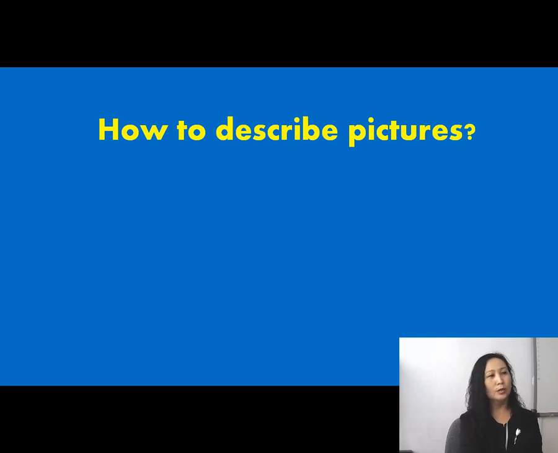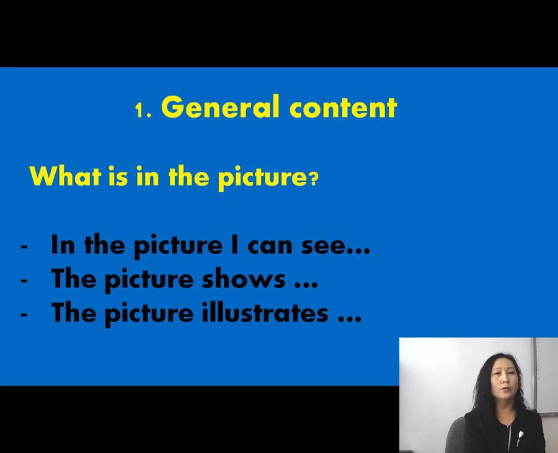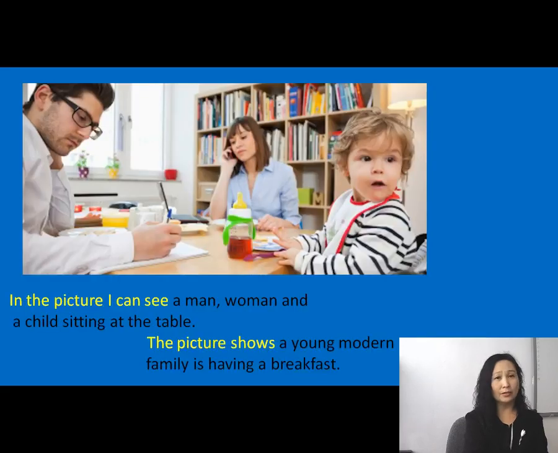So let's start how to describe a picture. The first stage is general content. In general content, talk about what is in the picture. So you can start your description with the sentences, with the phrases like these. In the picture I can see, the picture shows, the picture illustrates.